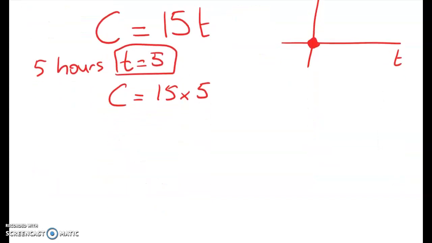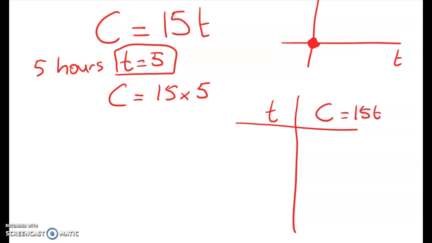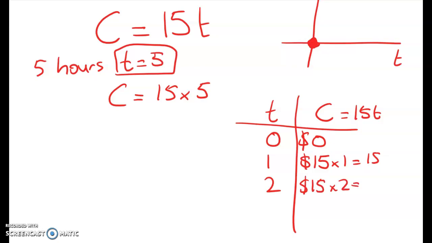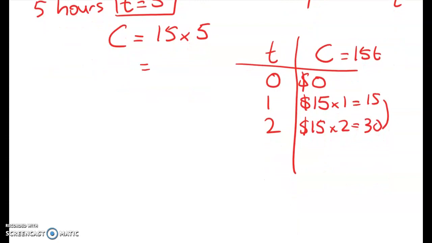And we could also do that in a table, right? So here's my table. We've got T here and C here. This is for the babysitter one. So for 0 hours, they don't have to pay any money. For 1 hour, they pay $15. So 15 times 1 is 15. It goes up by 15 an hour. 15 times 2 gives us 30, right? And so on. And you can see when we get to 5, we'll have a $75 cost. Right, so the gradient here is how much it's going up every hour.